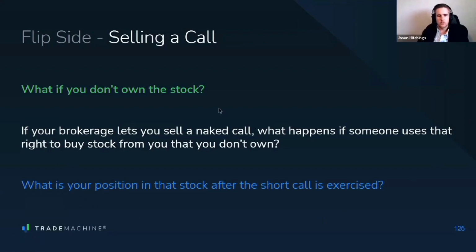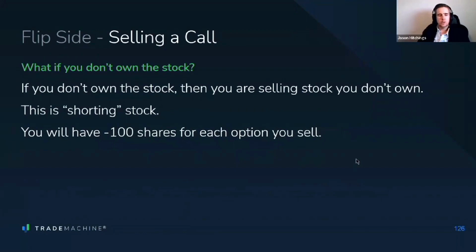So what happens if you sell a call, that call ends up in the money, and someone says, hey, I want to buy your stock. So the stock started at 7.50. You sold a call for 9, and the stock goes up. But you didn't actually own the stock. What your brokerage is going to do is sell the stock anyway to that person. You're going to have to honor that agreement. And they're going to track it in your portfolio as you shorting stock. So if you sell a call and the call gets exercised, if you don't own the stock, you're going to have essentially minus 100 shares in your account for each contract.